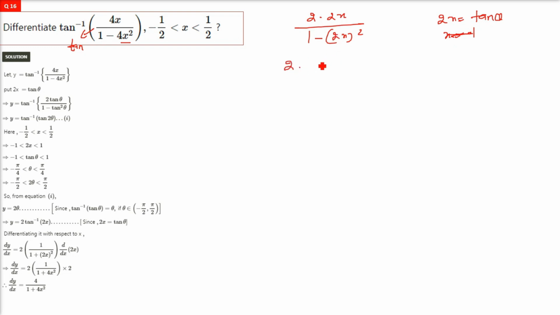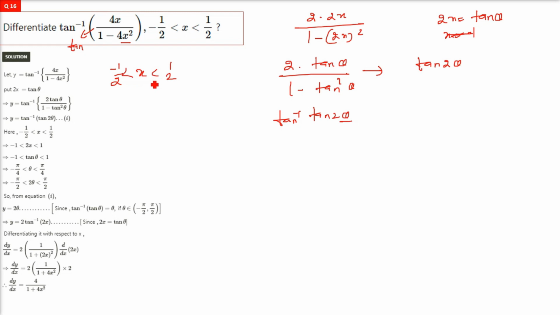So 2 into 2x, we have tan theta divided by 1 minus, 2x is tan theta, so tan square theta it will be. Now we already know by trigonometry 2 tan theta by 1 minus tan square theta is tan 2 theta. So we have got a tan here that we actually wanted. So it will be tan inverse tan 2 theta. Okay. 2 theta you can take it out because tan inverse you can cancel. But this is only possible for a certain interval, which is minus pi by 2 to pi by 2.